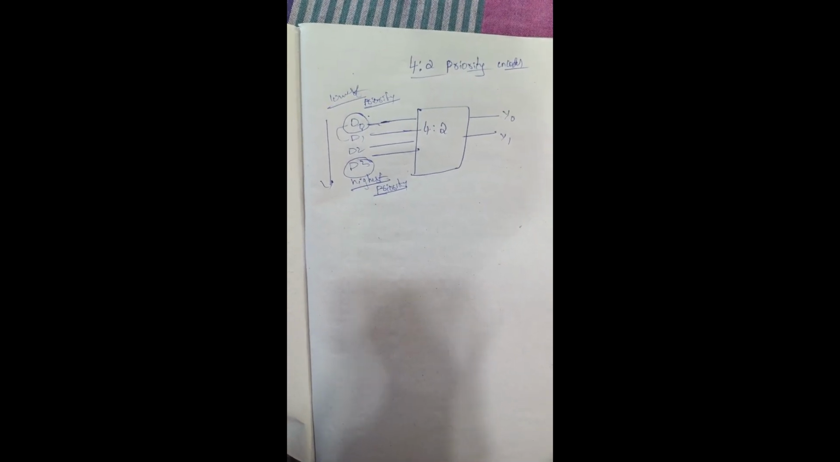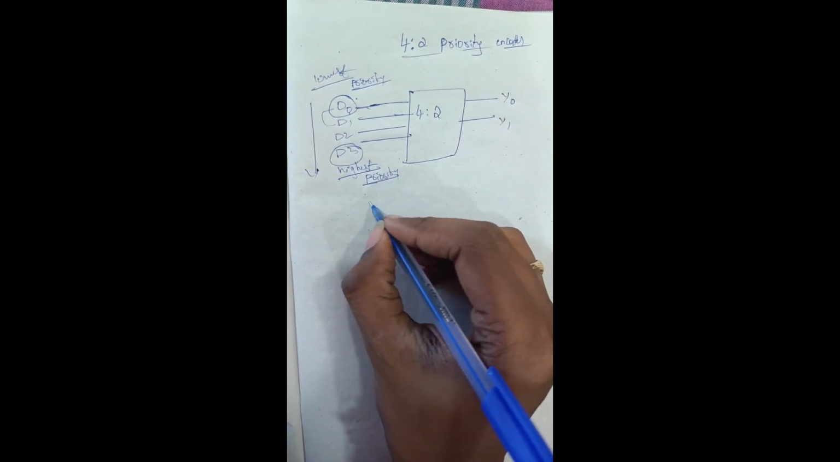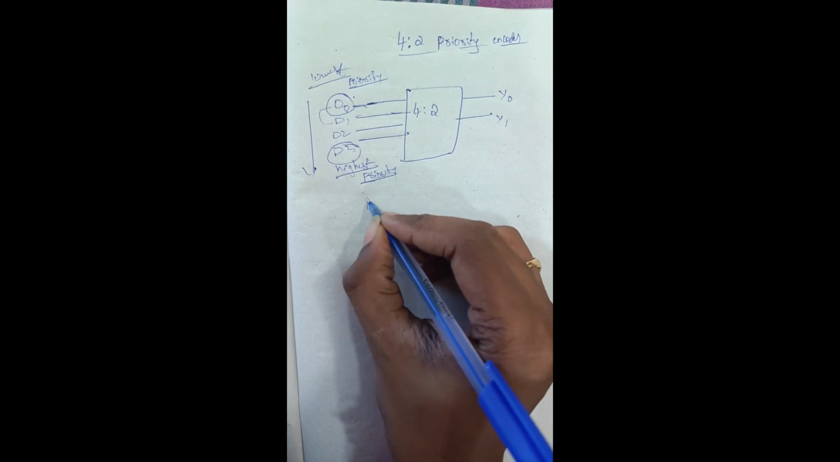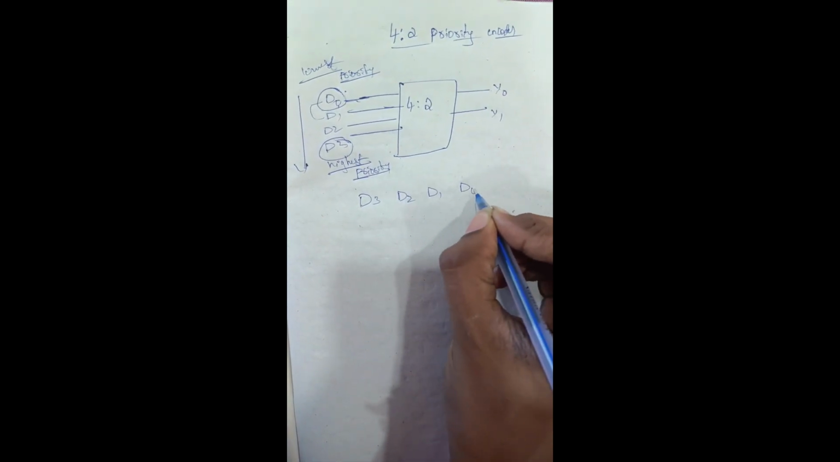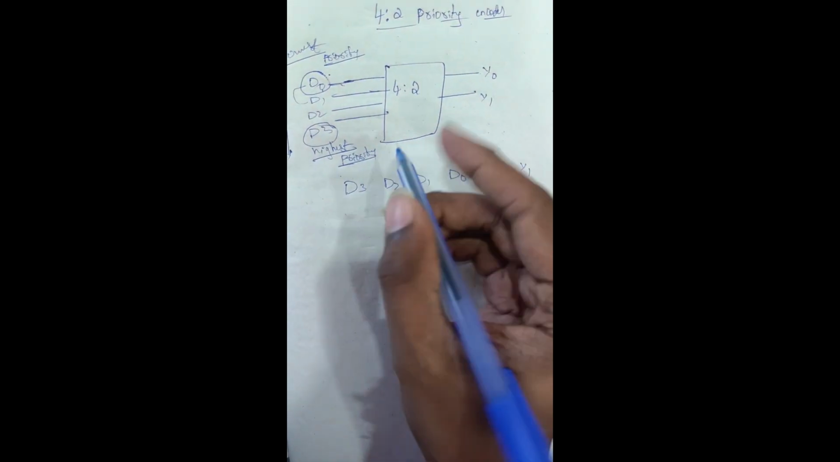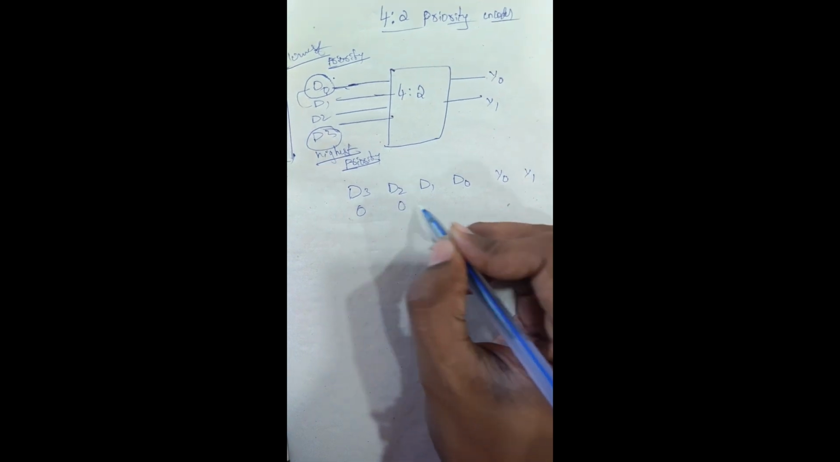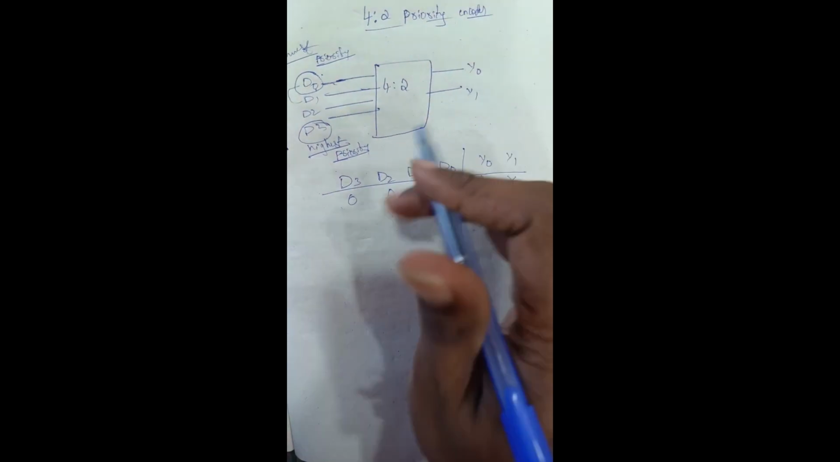Now let us see the truth table to understand this function more clearly. What are the inputs? D3, D2, D1, D0, and the outputs are Y0 and Y1, right? If all the inputs are 0 0, then no operation will be done. That means no key will be activated, so I am considering it as a don't care.